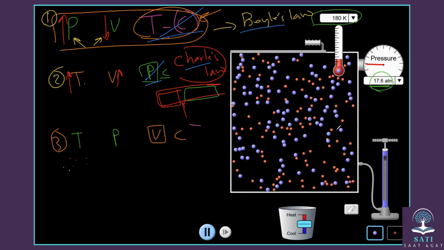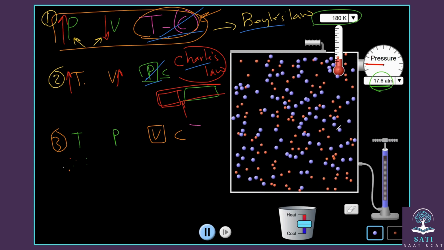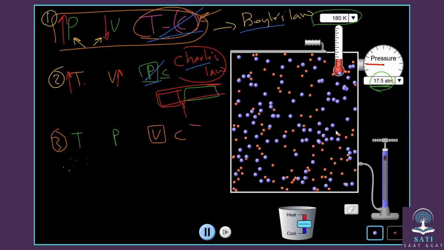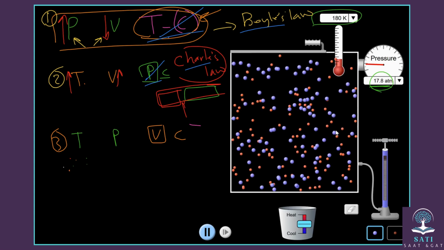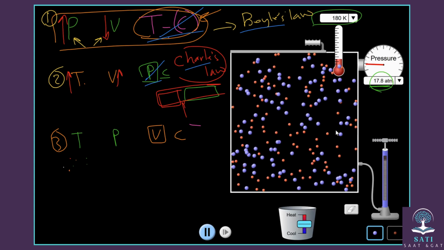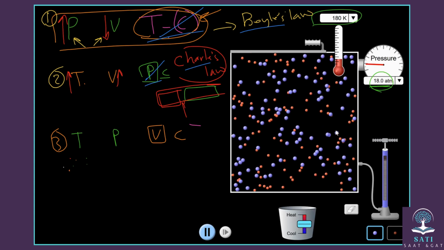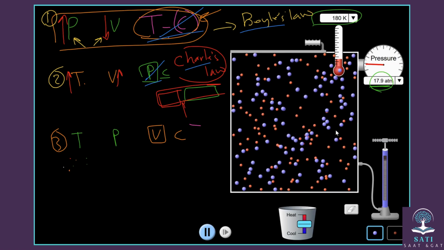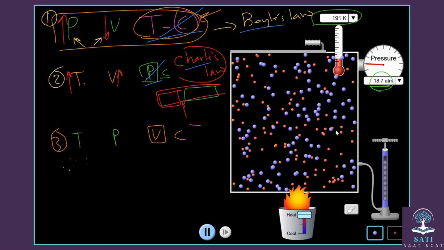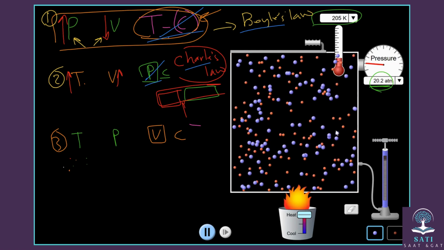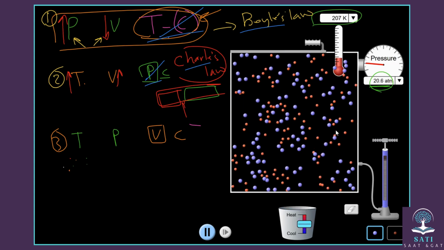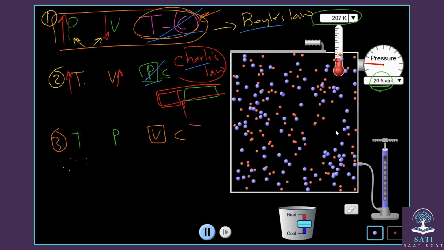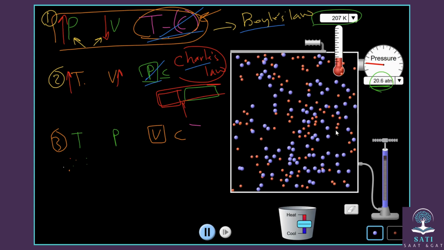Okay, we can think of it logically. If the volume is constant, as you see here, what would happen if we increase the temperature? Now the temperature is 180. If we increase it, what would happen to the pressure? Look here, as you see, when we increased the temperature to 207 Kelvin, what happens to the pressure? It increases. Why does that happen?